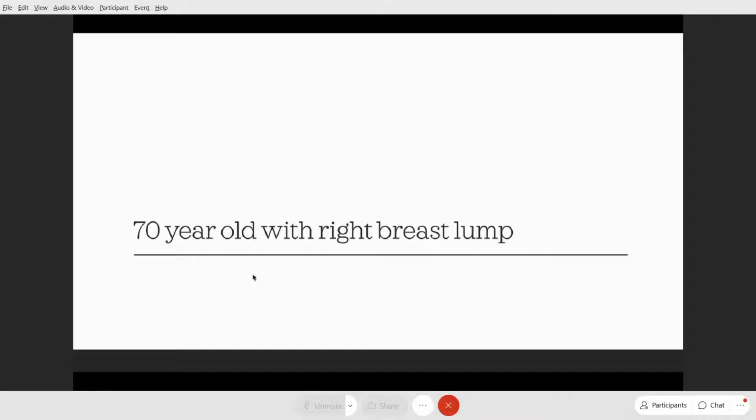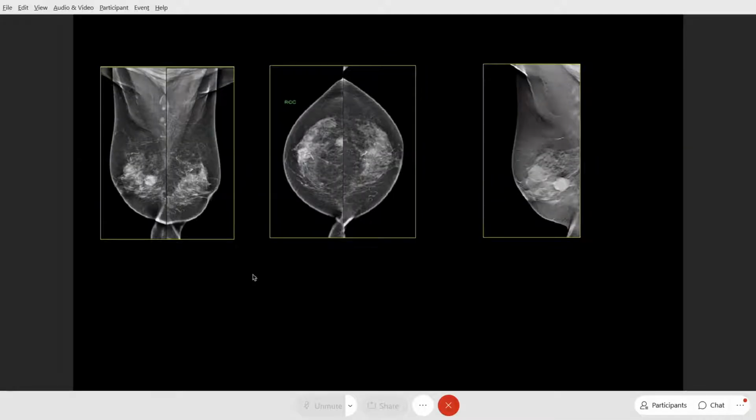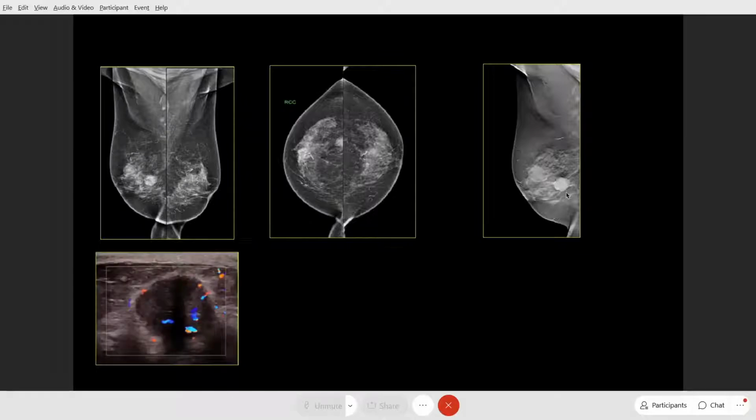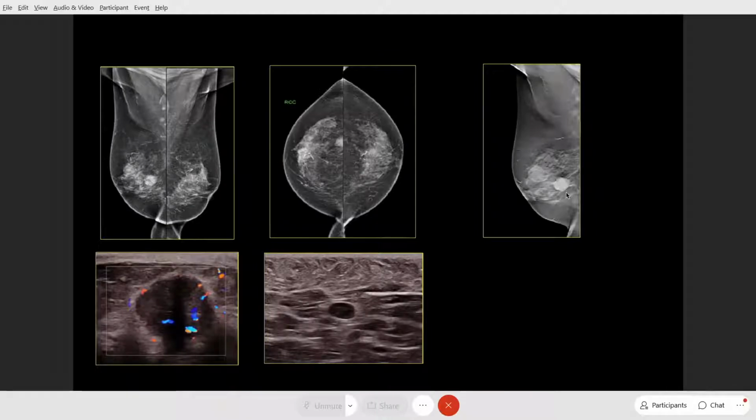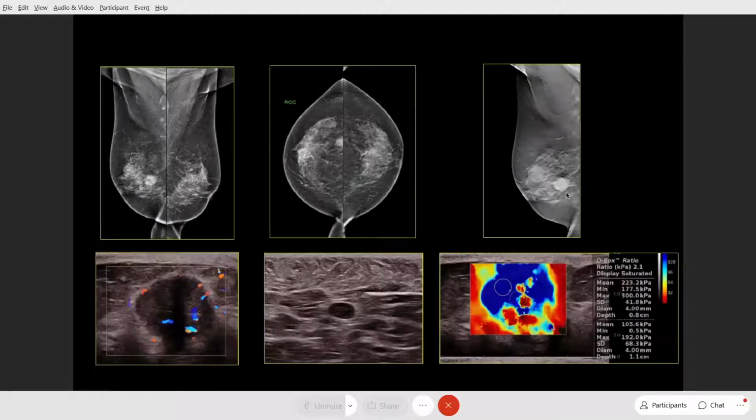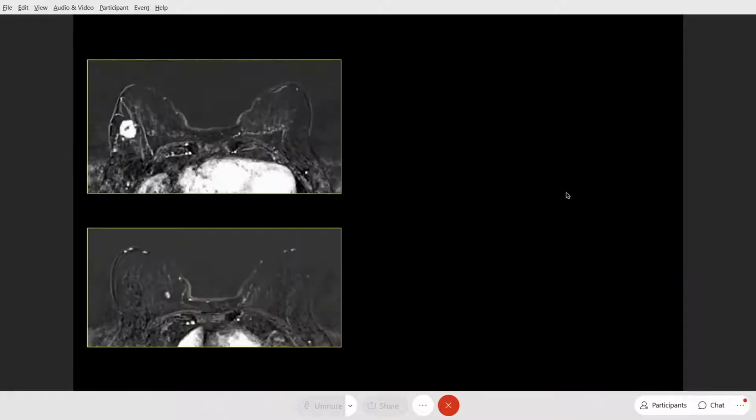A 70-year-old lady with a right breast lump. Yes, I said right. It is a 70-year-old, but a pretty dense breast. You can see a lesion in the posterior third of the right breast, which is very well seen on the tomo image, showing microlobulated margins. Again, all features of malignancy on ultrasound, also with a hyperechoic rim and internal vascularity. She also had a very tiny suspicious axillary node. She had high values on elastography, and she opted for conservation surgery, and hence MR was done.